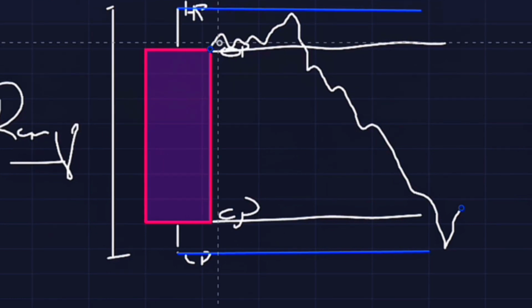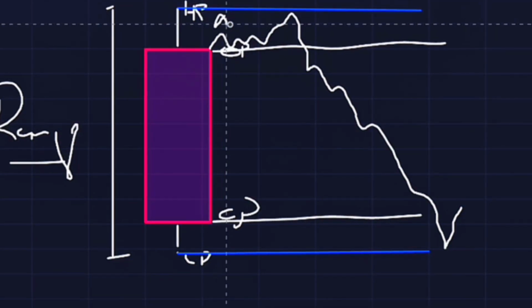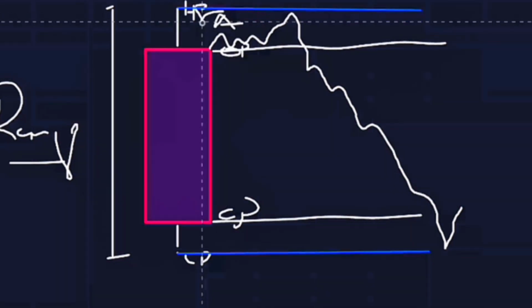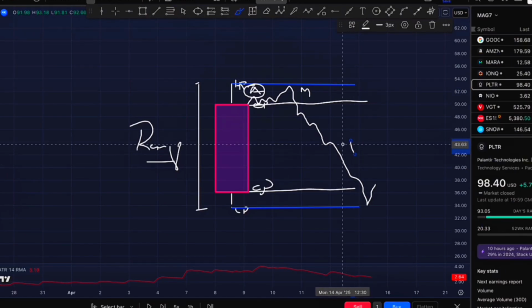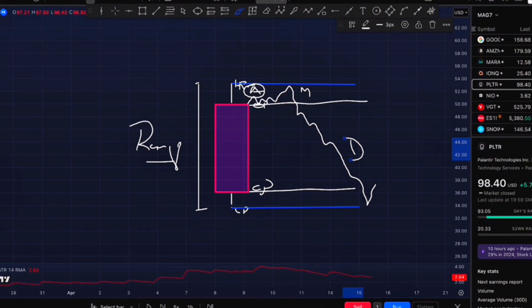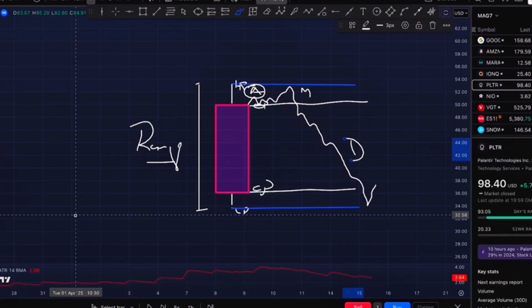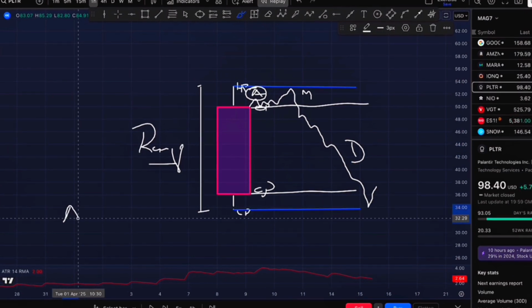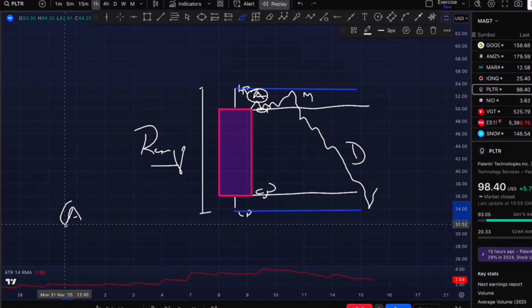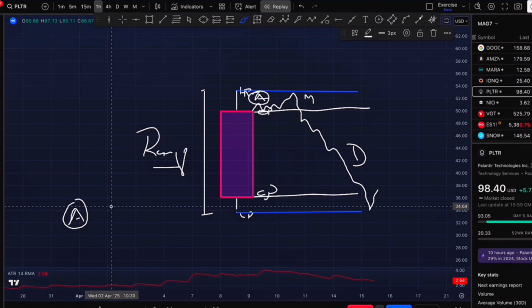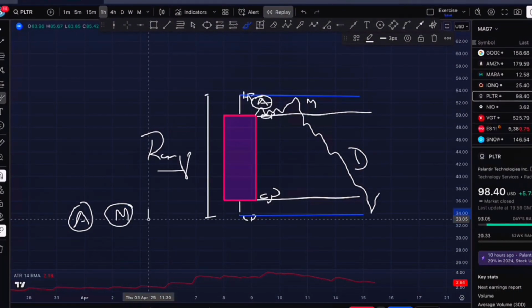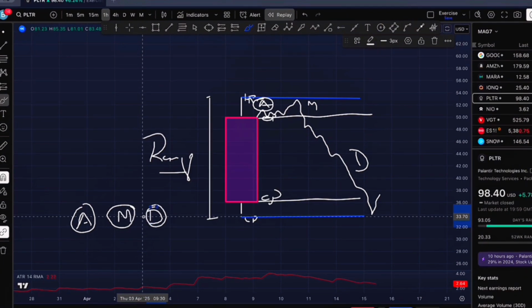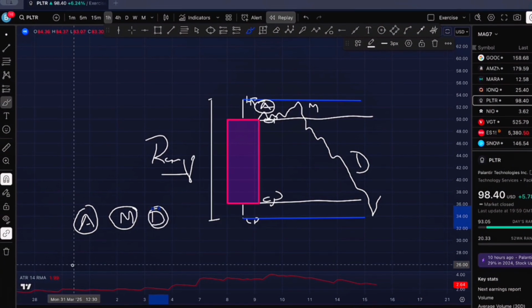And then right here we have what we call AMD. This is the accumulation, this is the manipulation here, and the distribution here. And this happens in different markets. In Asia, for example, if they have the accumulation in the Asian session, they have the manipulation in London when London is open, and distribution in New York when the NYSE opens.